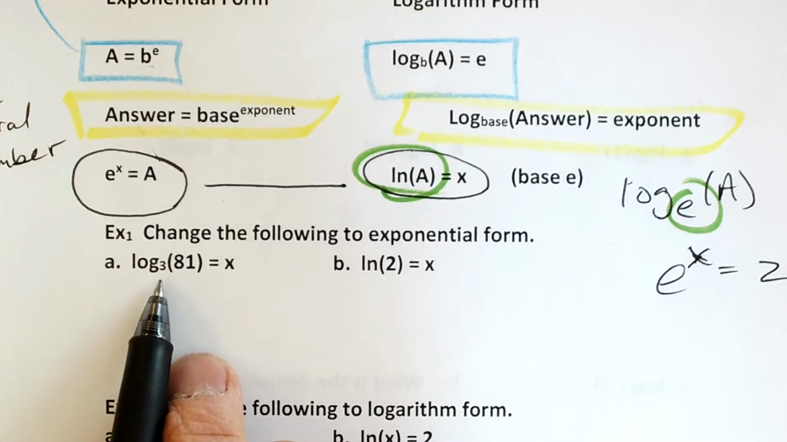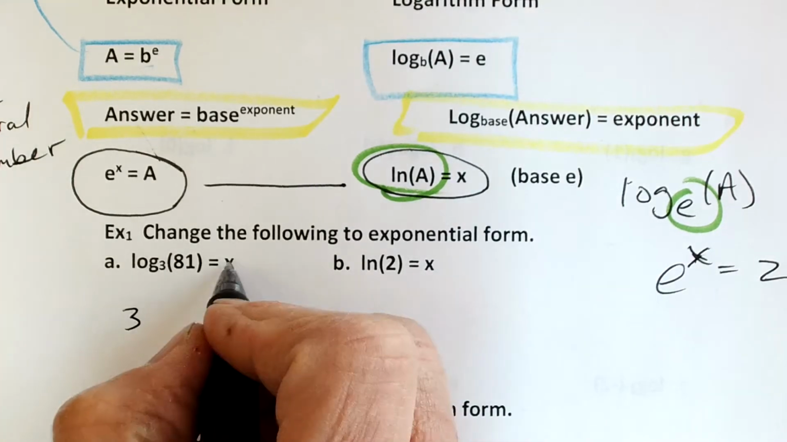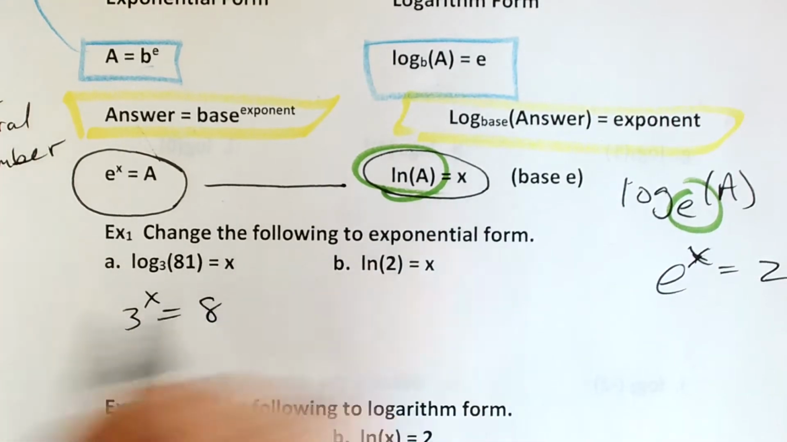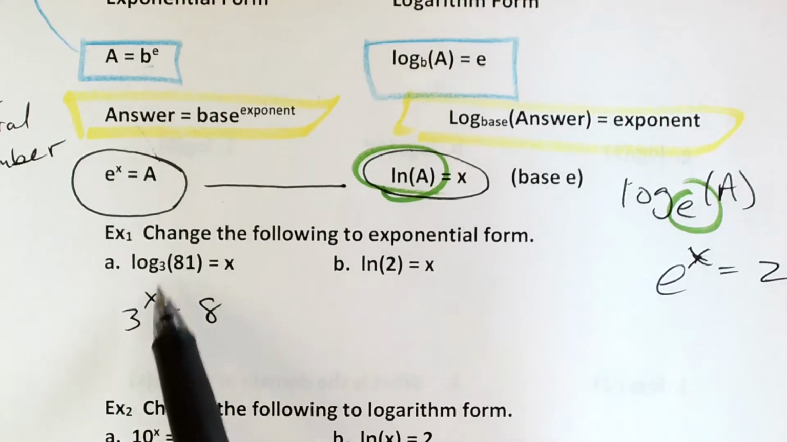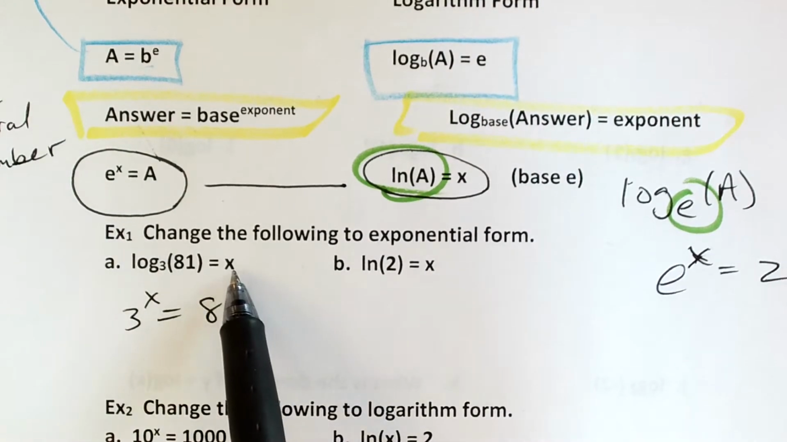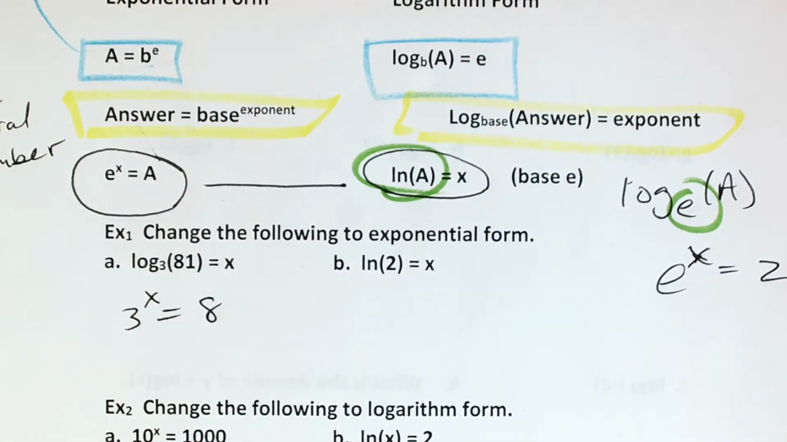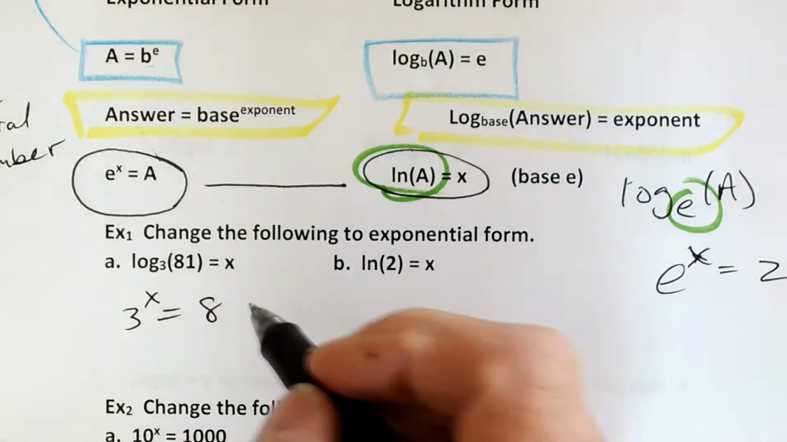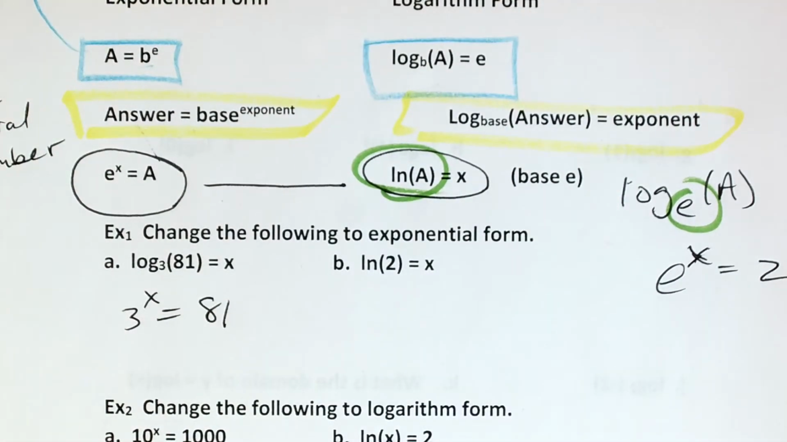3 is my base. So I'm going to rewrite this as 3 to the x equals 81. That's all I did. 3, that's my base, to the x power equals 81. And of course the answer should be 2, right? This answer is 2, because 3 squared is, oh no, that's not true. Wrong number. 81. It's 4. There you go. My bad.